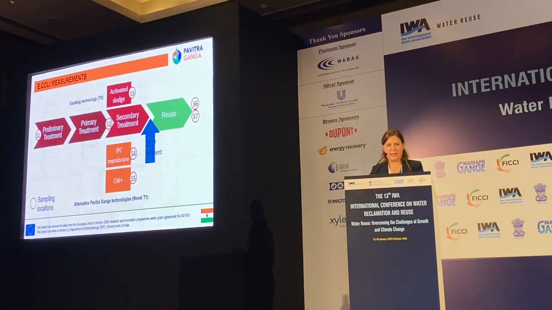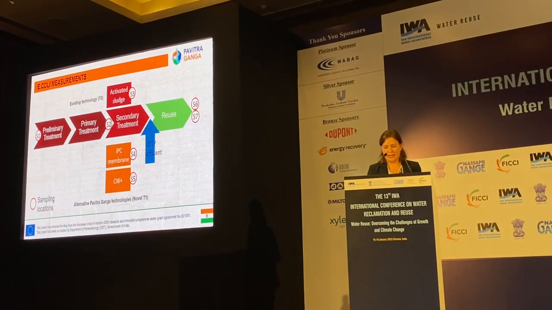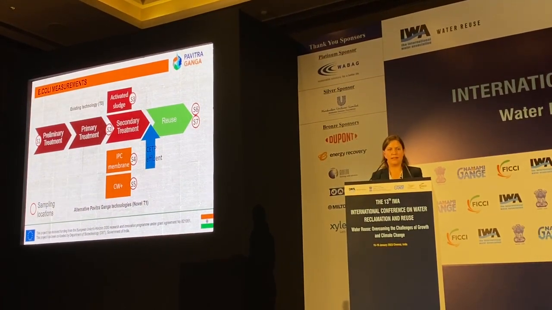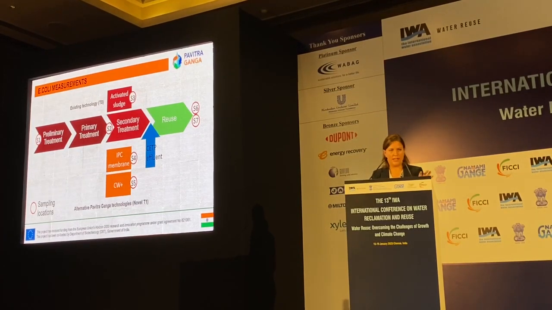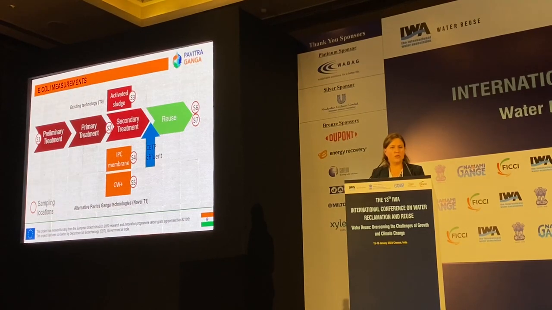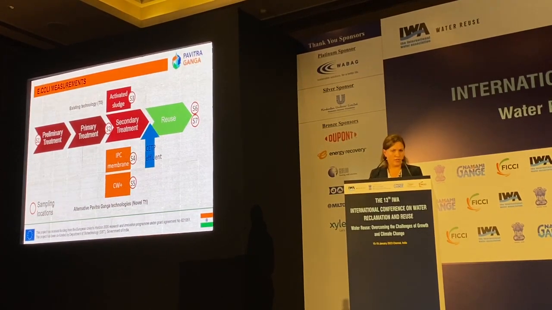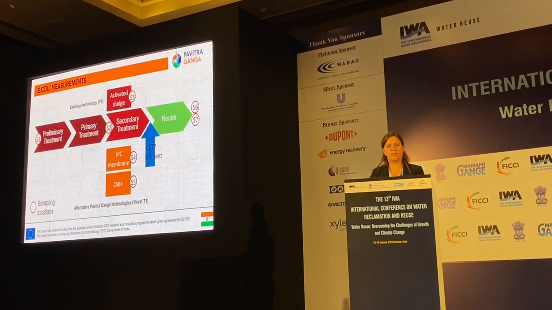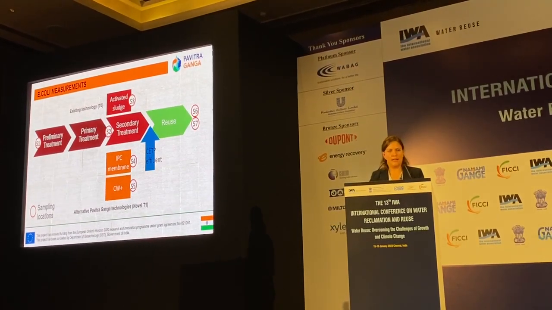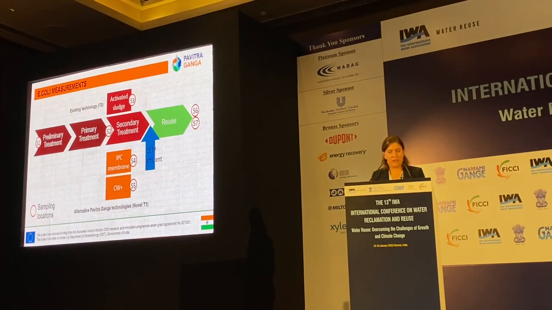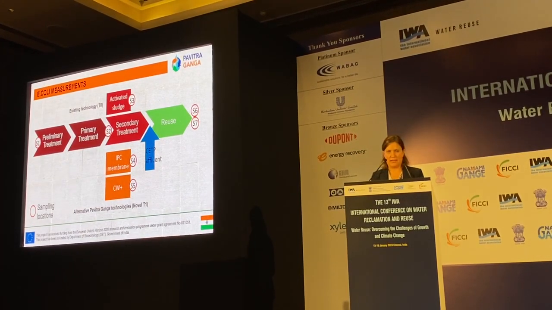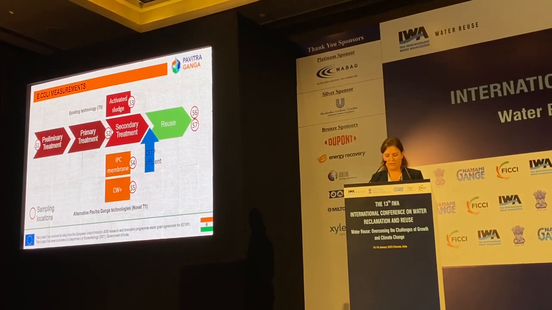I would like to first present the results of the E. coli measurements we did. As I said, we had sampling locations not only at the reuse sites, so not only in the irrigation channels and the fields, but we also sampled the treatment trains. So we had a sampling location at the preliminary treatment, then after the primary treatment, the effluent, activated sludge effluent.